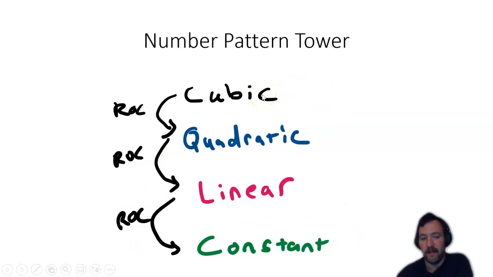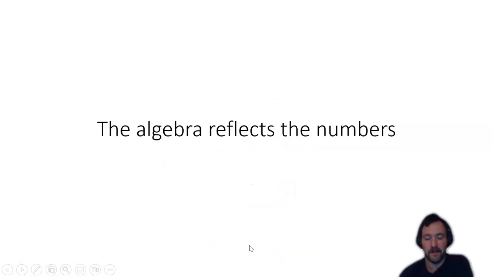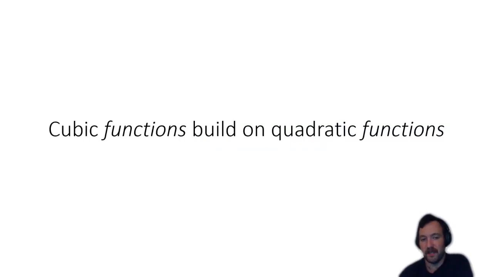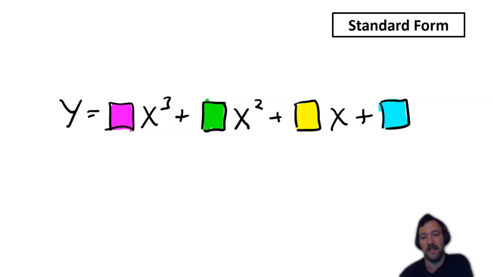You can tell if a number pattern is cubic by finding its rate of change. Its rate of change will be quadratic, right? And so you get this nice hierarchy. Cubes build off quadratics, which build off linears, which build off constants. Okay. The algebra reflects the numbers. Since cubic number patterns build off quadratic number patterns, then cubic functions will build on quadratic functions. And we'll see this in two ways, starting with the standard form.